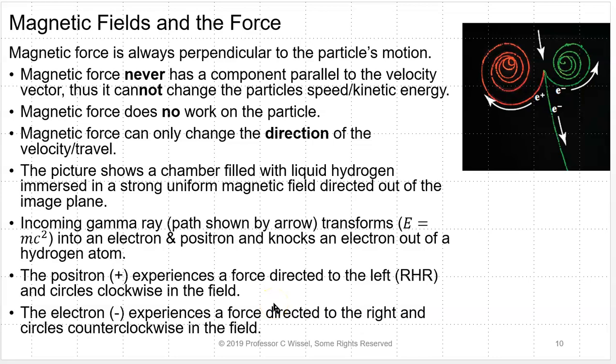The magnetic force is always perpendicular to the particle's motion. The magnetic force never has a component parallel to the velocity vector. Thus, it cannot change the particle's speed or kinetic energy. The magnetic force does no work on the particle. The magnetic force can only change the direction of the velocity or travel. This picture shows a chamber filled with liquid hydrogen immersed in a strong uniform magnetic field directed out of the image plane toward you.